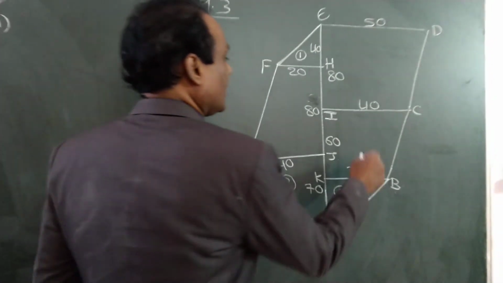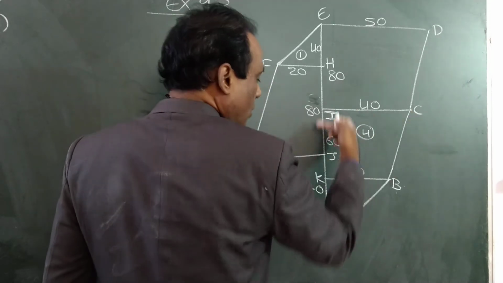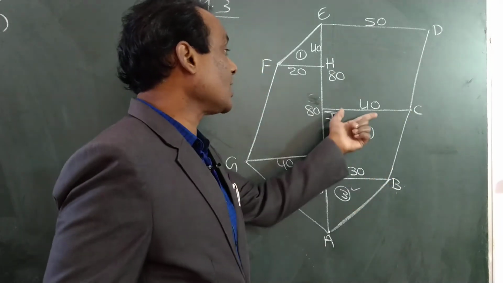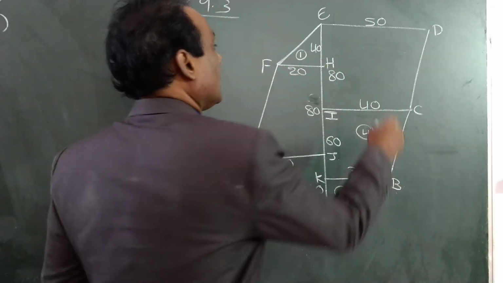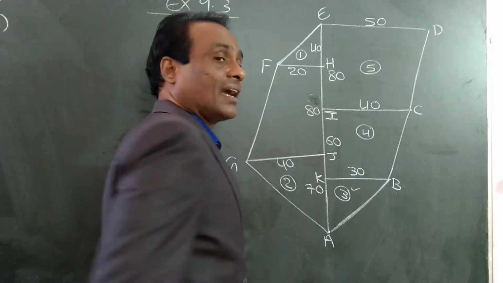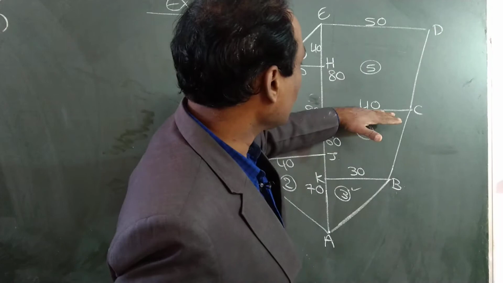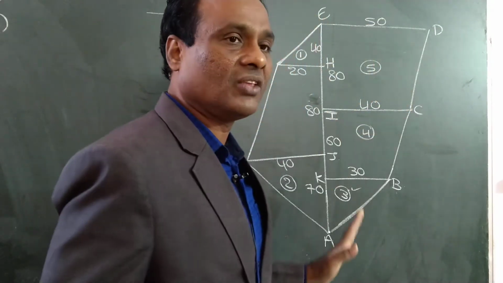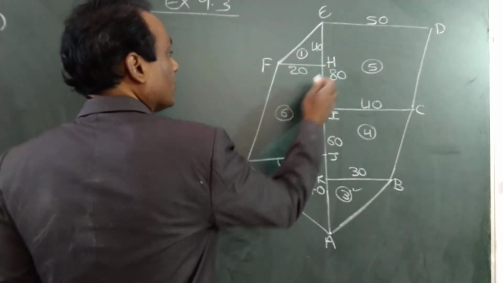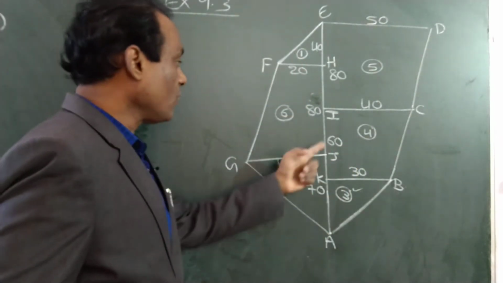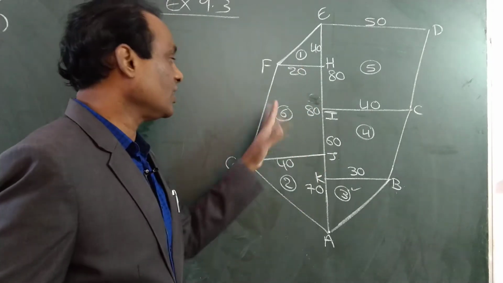Next, this area we can find because these two sides are parallel. It is bounded by four sides in which two sides are parallel. It is a trapezium, and we have the formula for area of trapezium. Next, the fifth diagram is also a trapezium because it has four sides and one set of sides are parallel. And this is the sixth diagram. This is also a trapezium.